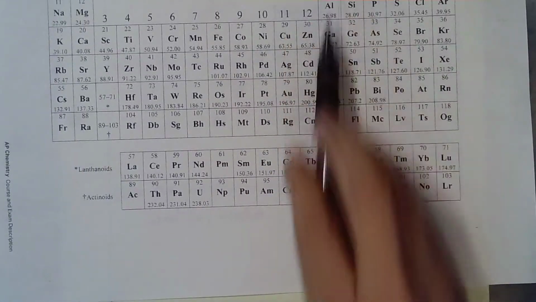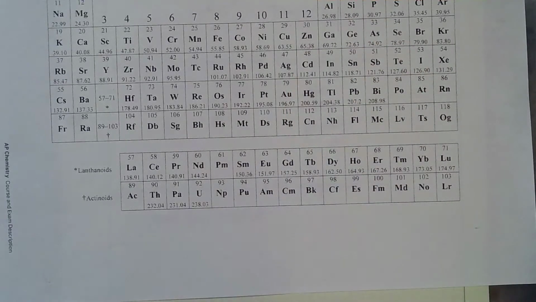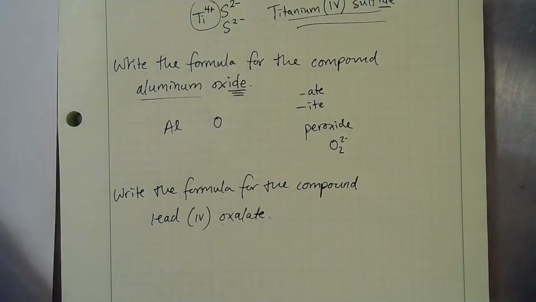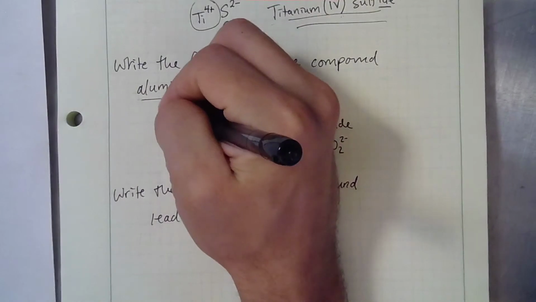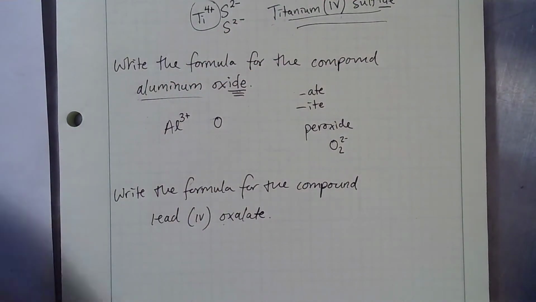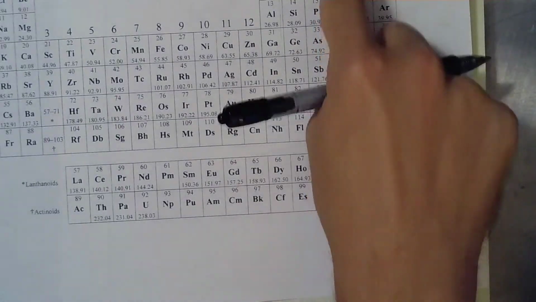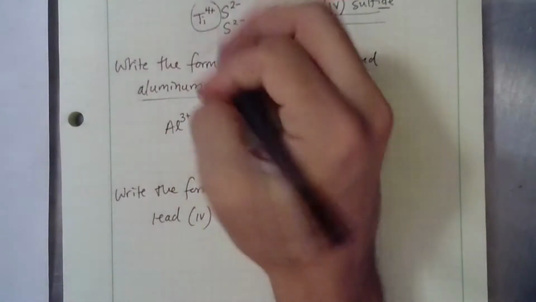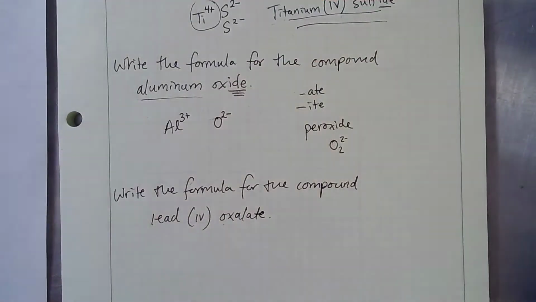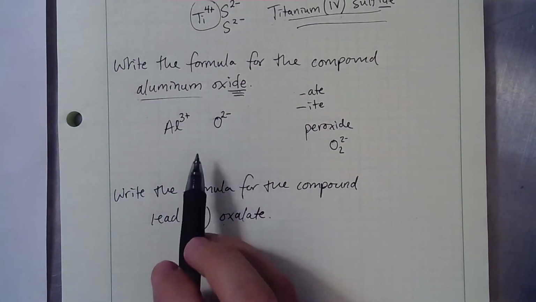So here's aluminum. It's in the group that has 3 valence electrons, meaning it's going to lose those 3 electrons to adopt a +3 charge. Oxygen is in the group with 6 valence electrons, meaning it's going to take on 2 more, and we're going to end up with a -2 charge. All right, so these are the ions at play.